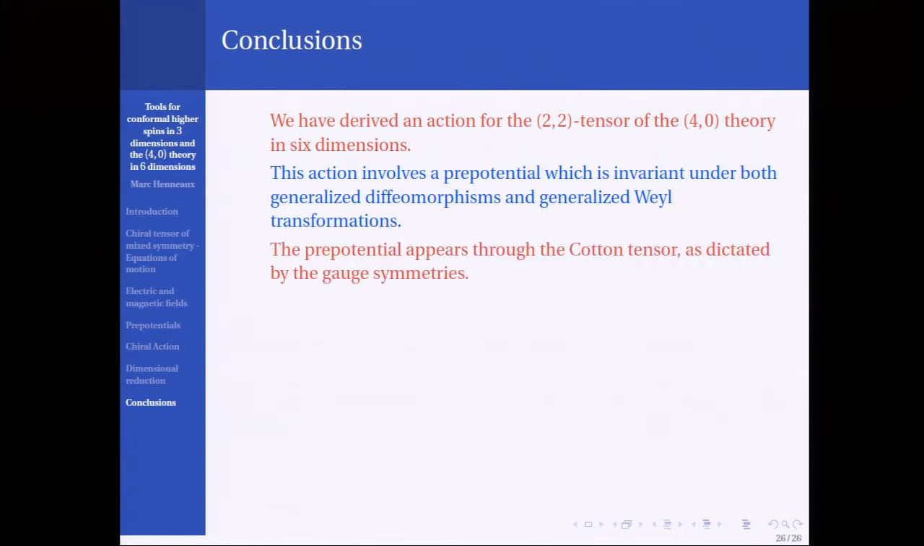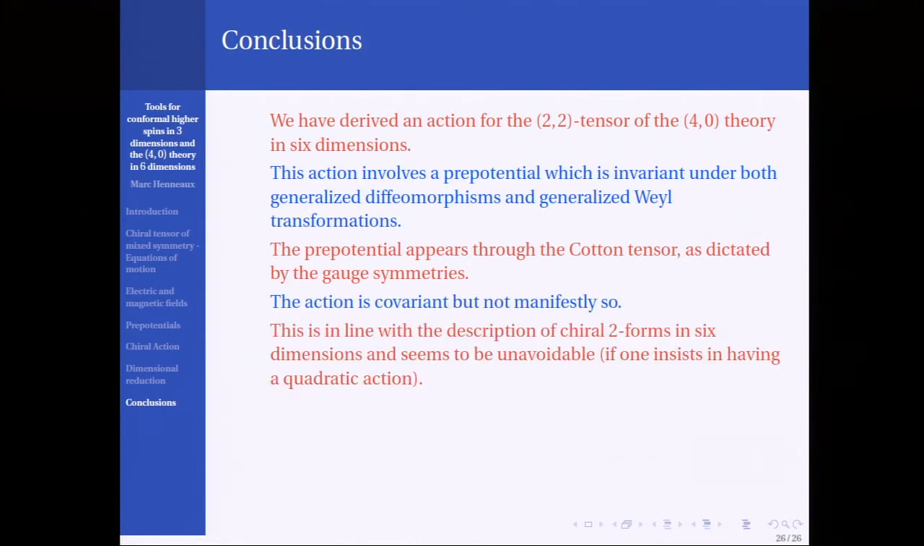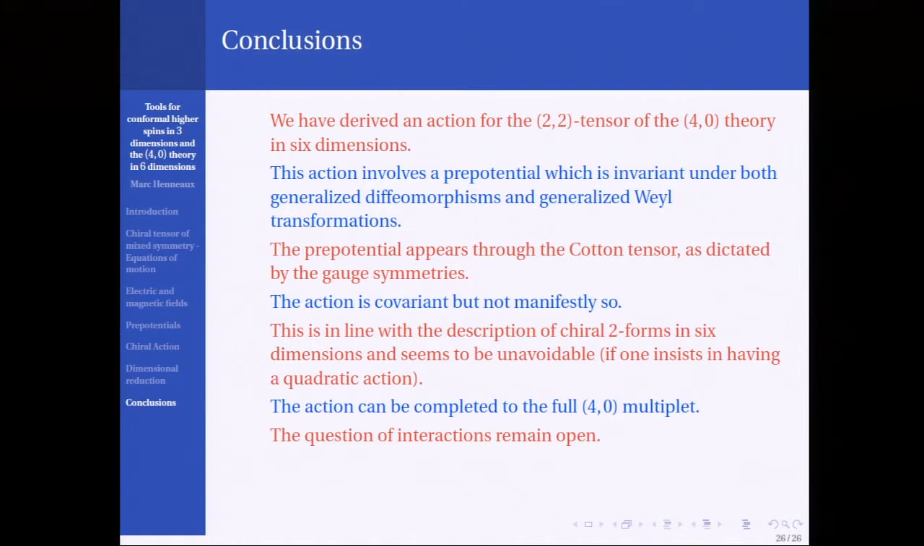The Cotton tensor is what appears and controls the action. It is covariant, although not manifestly so, like for the chiral 2-forms. Of course, the action can be completed by including the other fields which are in the 4-0 multiplet at the linearized level. Of course, we are very far from a full theory because this is just, I scratched it a little bit, the free theory.